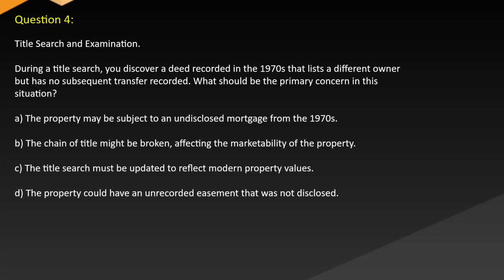During a title search, you discover a deed recorded in the 1970s that lists a different owner but has no subsequent transfer recorded. What should be the primary concern in this situation? A. The property may be subject to an undisclosed mortgage from the 1970s. B. The chain of title might be broken, affecting the marketability of the property. C. The title search must be updated to reflect modern property values. D. The property could have an unrecorded easement that was not disclosed.